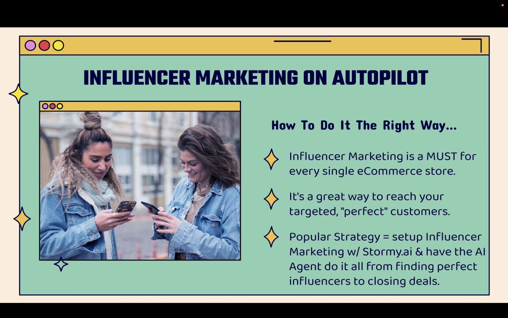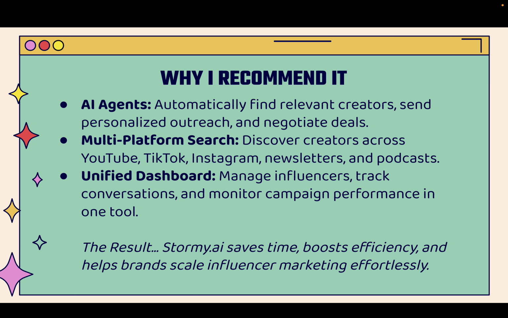I'm going to go over the shoulder and show you really all about some of the core features that you get with Stormy.ai. Number one, those AI agents that are basically working on your behalf 24/7. Automatically, they're going to find relevant creators and influencers that reach your perfect customers. And it's not just about finding them, right? These AI agents will automatically send personalized outreach to the different creators. They'll even negotiate the deals, making sure that you're getting the best price and having everything set up correctly.